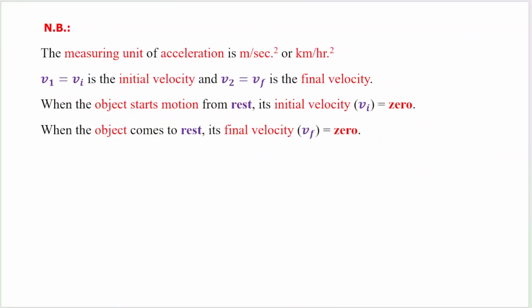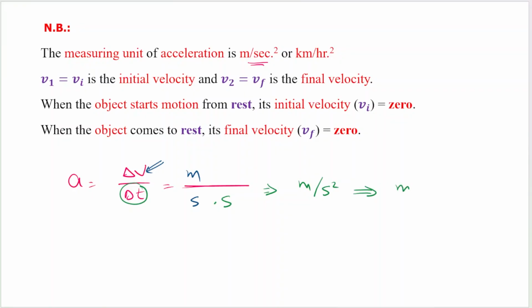We have some notes. The measuring unit of acceleration is meter per second squared. Why? Because acceleration is equal to delta v over delta t. The measuring unit of velocity is meter per second, with meter in the numerator and second in the denominator. The measuring unit of time is second, which is found in the denominator. So the unit of acceleration will be meter per second times second, which is meter per second squared, exactly the same as meter dot second to the power negative 2.